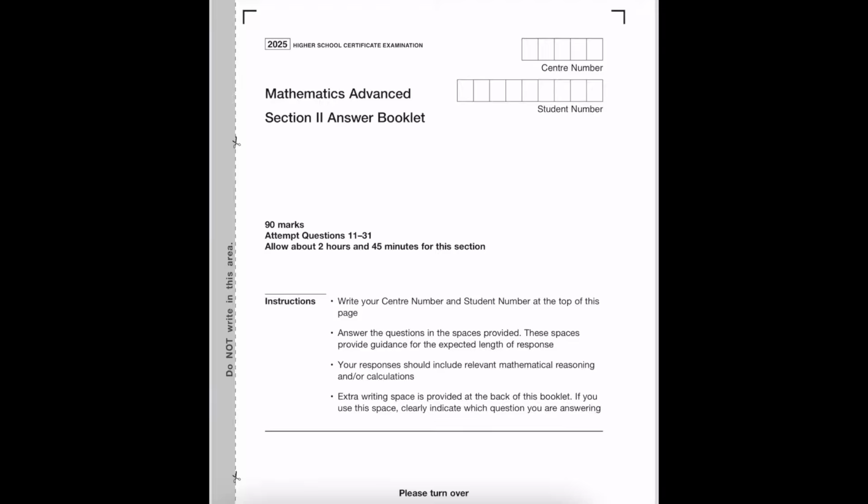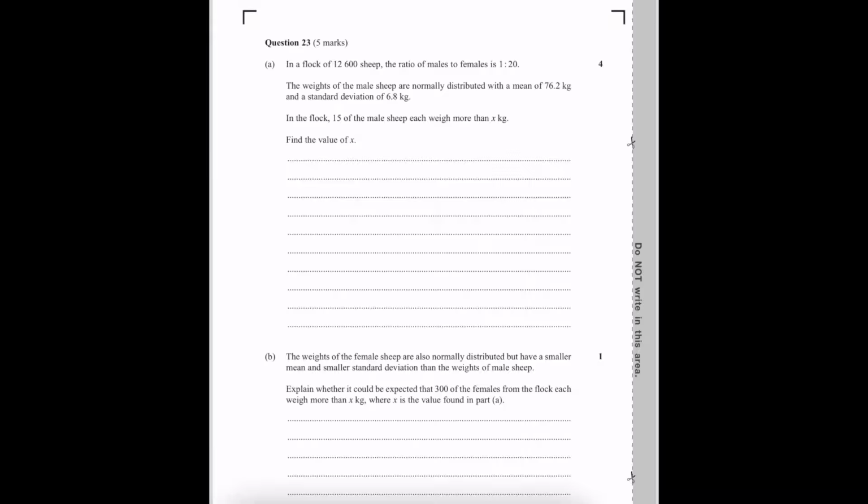Hey everyone, today we're going to take a look at the 2025 HSC Maths Advanced paper, specifically section 2, and we're going to take a look at questions 23 to 31. Question 23, part A says, in a flock of 12,600 sheep, the ratio of males to females is 1 to 20. The weights of the male sheep are normally distributed with a mean of 76.2 kilos and a standard deviation of 6.8 kilos. In the flock, 15 of the male sheep each weigh more than x kilograms. Find the value of x.